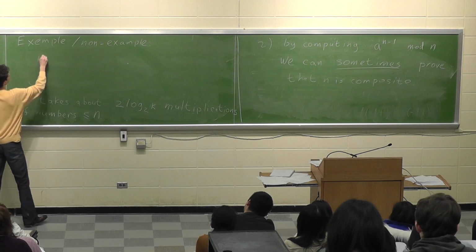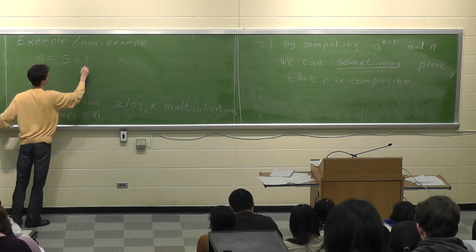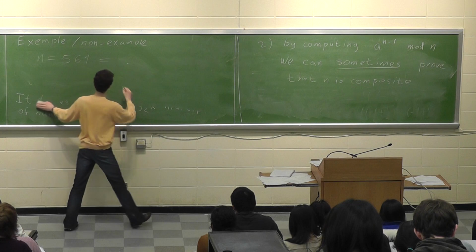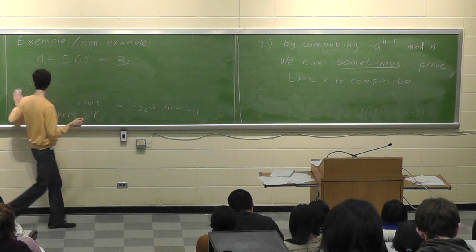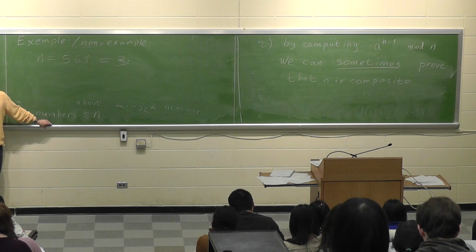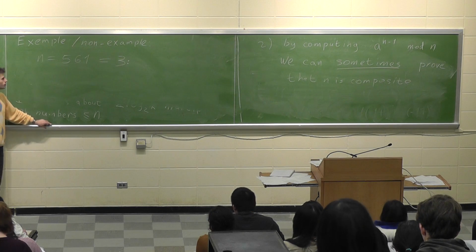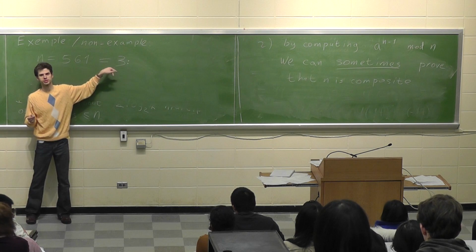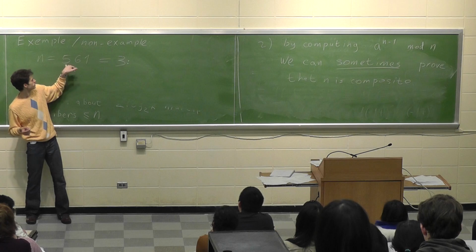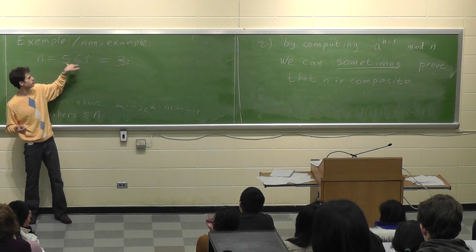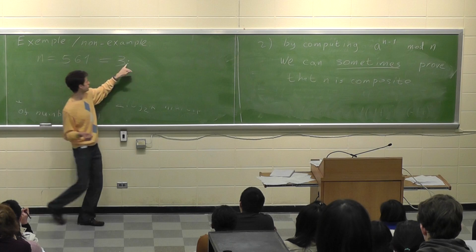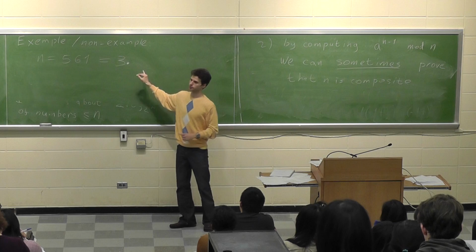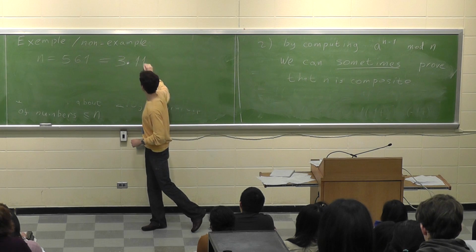If I take n to be 561, I'll tell you what it is. First of all, it's divisible by 3. That's easy to see. If you did your homework, you should know that a number is divisible by 3 if and only if the sum of its digits is divisible by 3. Here 6 is divisible by 3, and 5 plus 1 is also divisible by 3. So this is divisible by 3. Next, it is divisible by 11 and by 17.